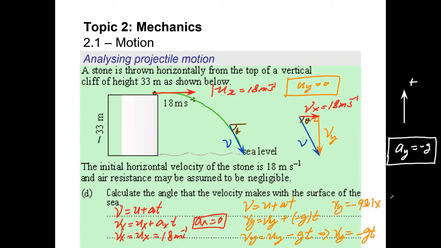Time taken is 2.6, and that gives us minus 26. The question is asking for the angle, which is tan theta equals opposite Vy over adjacent Vx. That is theta equals tan minus 1 of the y component 26 over the velocity in the x component 18, and that gives us 55 degrees. So theta equals 55 degrees.